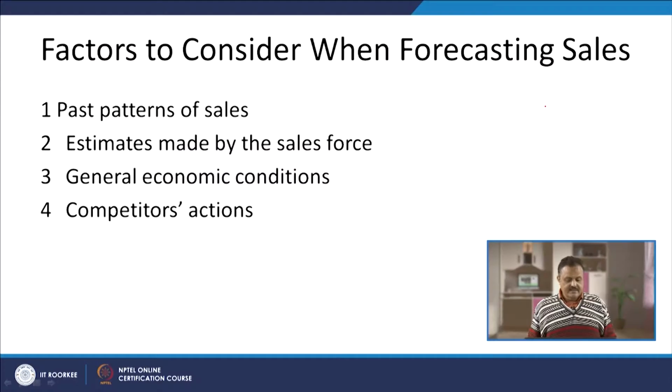So, the past pattern of sales is the first important factor which we always bear in mind for forecasting the sales, or the sales estimation for the future. The second important factor is the estimates made by the sales force. Sales in the past were largely achieved and influenced by our sales force. We have a full-fledged independent marketing and sales department, or sometimes a marketing department and a sales and distribution department.